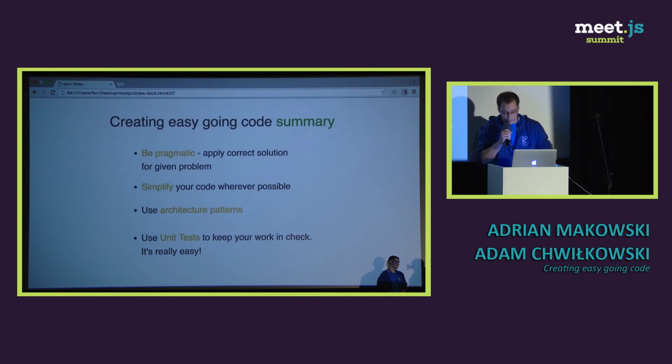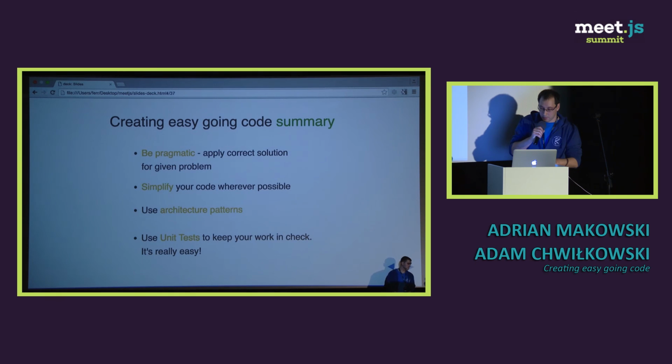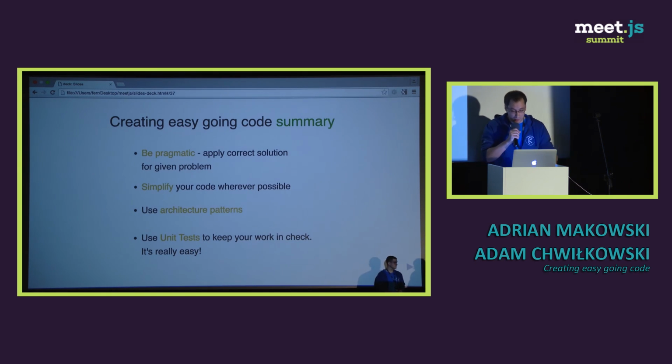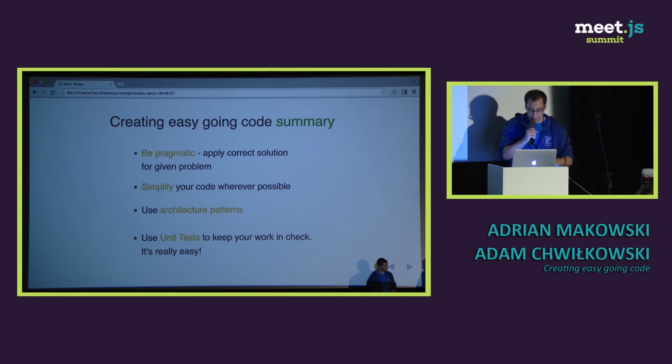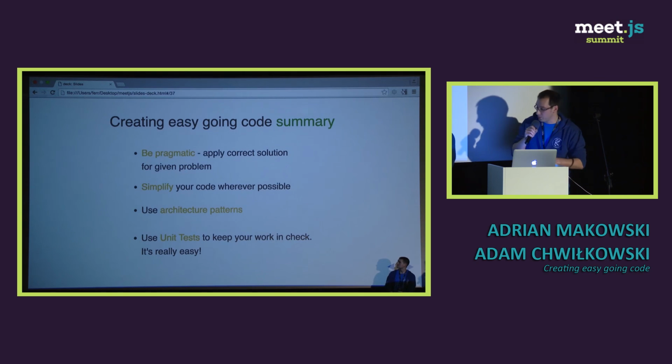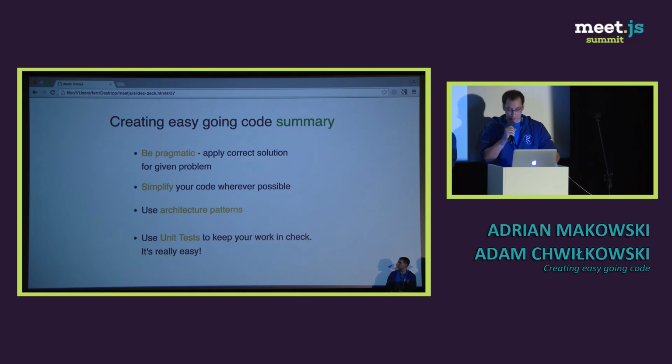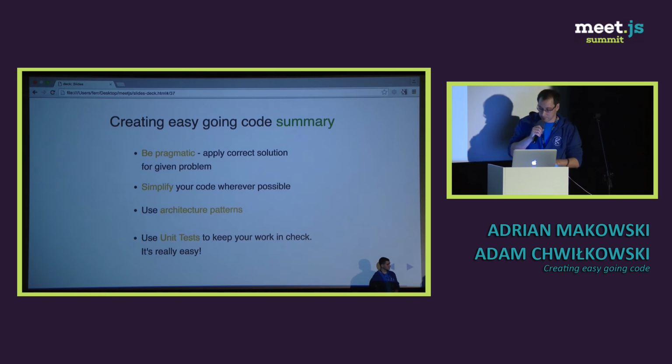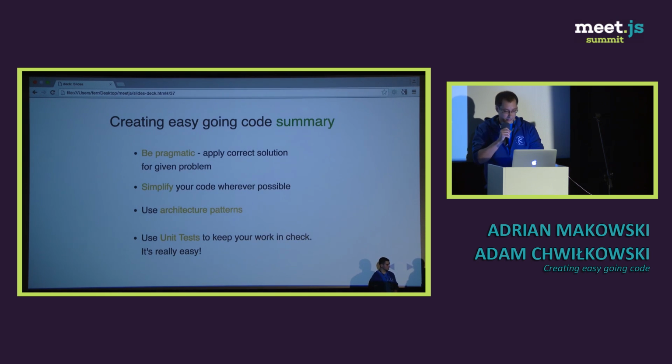Okay, so summing it up. Be pragmatic. Apply the correct solution for a given problem. Simplify your code wherever possible. Use architecture patterns. And what I mean by that is, if you're a beginner, you don't have to use them all at once. You can do that step by step. Just try one pattern, practice with it, experience the power of it. And use unit tests to keep your work in check. It's really easy, and it's really fast.